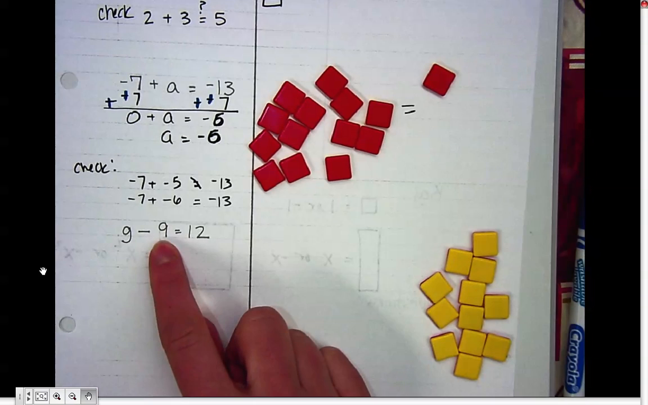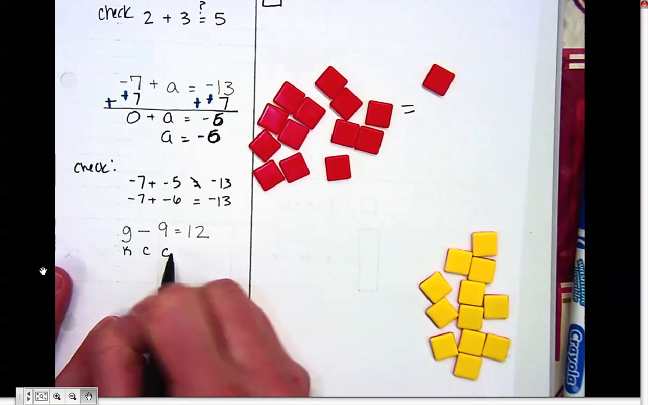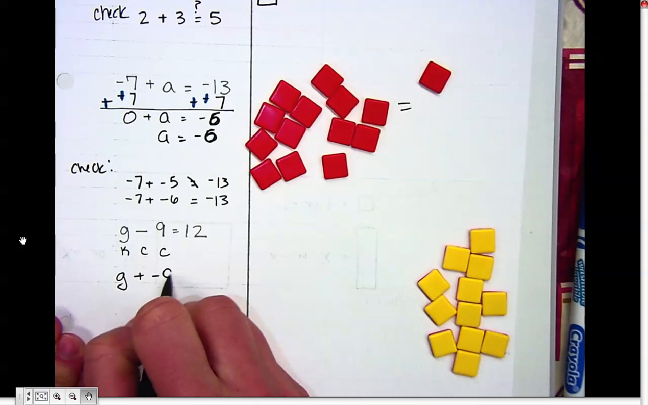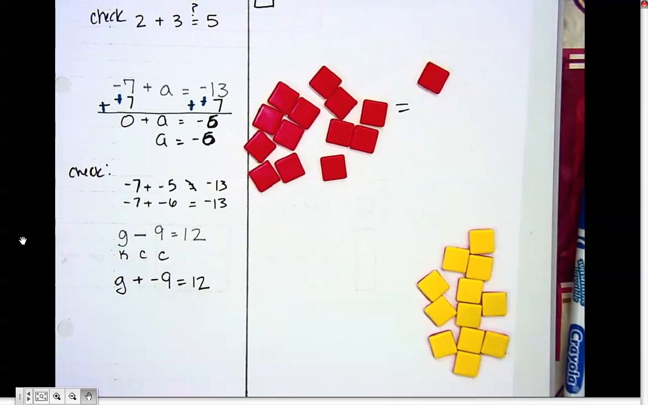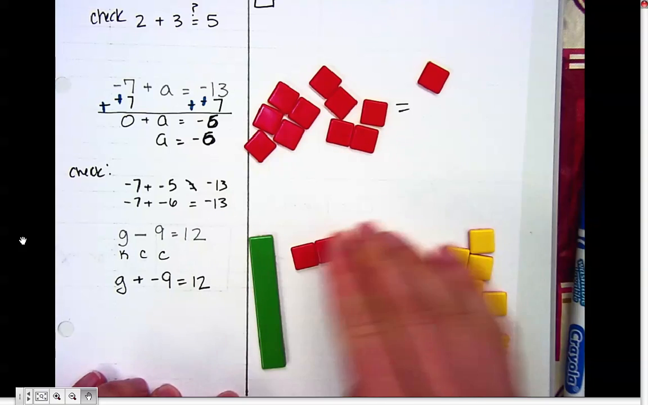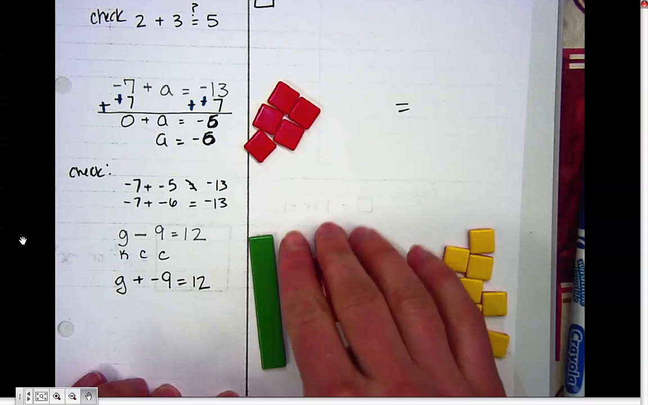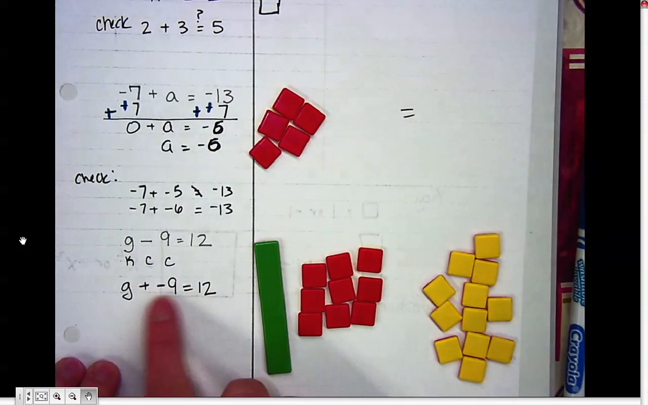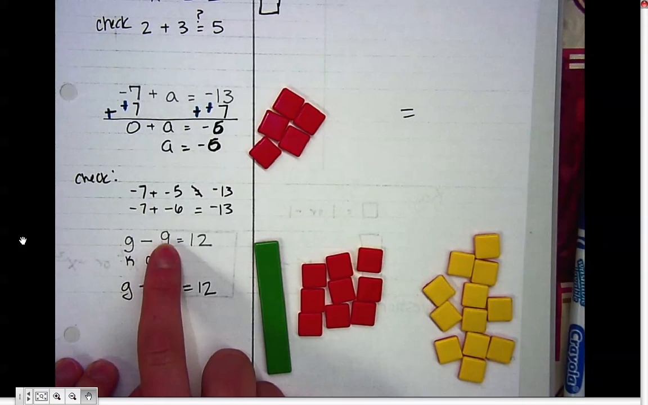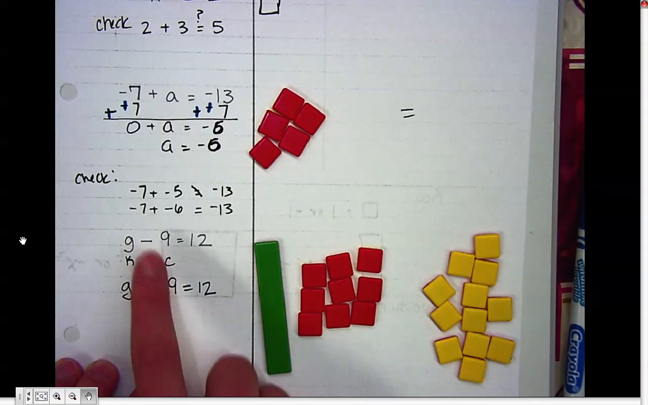Now, this says minus 9. We know through the keep, change, change that we can rewrite this as g plus negative 9 equals 12. So I'm really going to put my x, and I'm going to put 9 negatives. So there's 6, 7, 8, 9. And that takes care of my subtraction that's going on here. So minus 9 is the same as adding negative 9. All right, these are equivalent statements to each other.